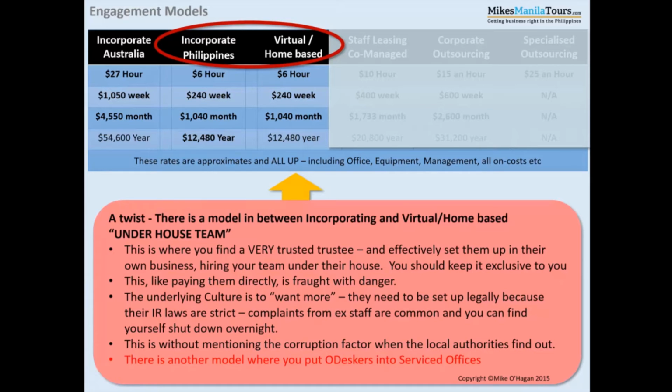There is another model where you can put oDesk or Upwork people into serviced offices. That sort of works okay, but honestly, when I've seen it and costed out, it really is not worth the exercise at the end, and it's a little bit non-permanent, I think, is one of the issues that we got with it. And there's an issue with all these virtual-based workers around HMO or health insurance. When you have full-time employees in the Philippines, they get health insurance for themselves and their families, and they value that very much. When you're working from home in a virtual thing, you don't get that health insurance, and that weighs into this as well.